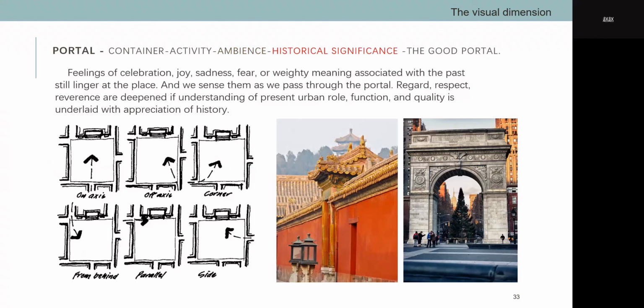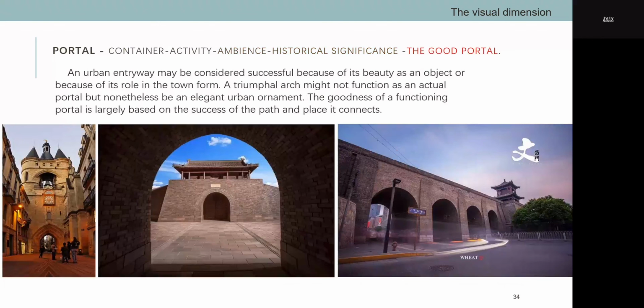An urban entryway may be considered successful because of its beauty as an object or because of its role in the town form. A triumphal arch might not function as an actual portal, but nonetheless be an element of urban ornament.